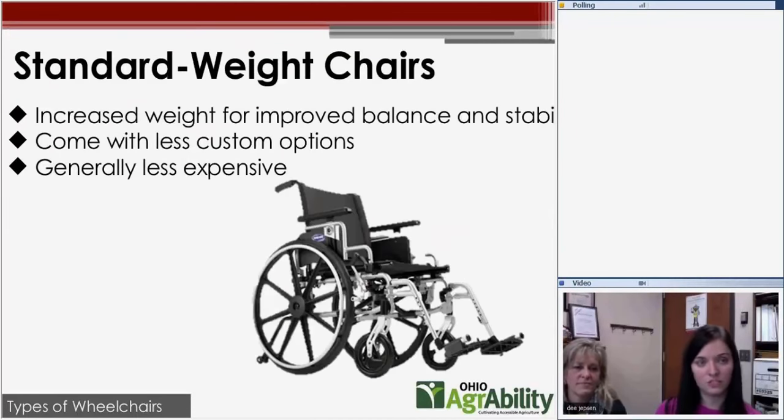Standard weight manual chairs, the weight in some circumstances is good for those who do have some balance or stability issues. They do come with fewer custom options, and they are generally less expensive. This is the type of chair that anyone coming from a rehab center looking to receive a chair under insurance benefits, whether through Medicare or another entity, would usually be able to receive under those benefits.